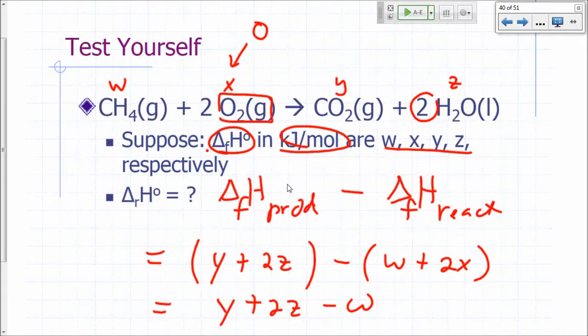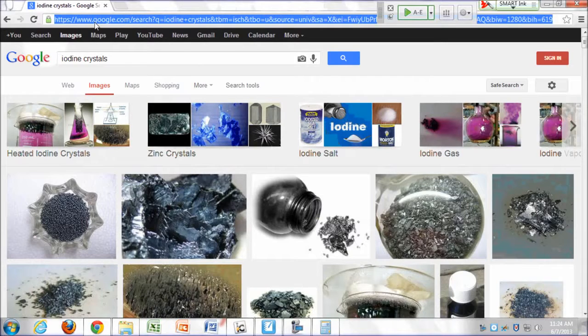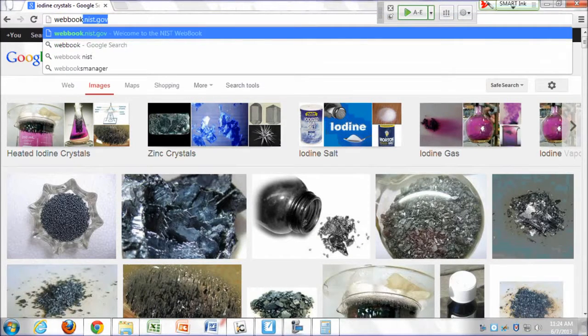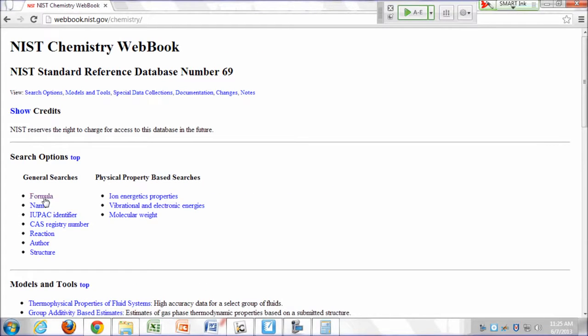So where can we find these values? You should be able to find these delta H formation values in tables at the end of your book. Or you can look them up on the web. A good source of these values would be webbook.nist.gov. So let me show you where you can find that. When you get there, click on NIST Chemistry Web Book, and you can do a search for a formula.